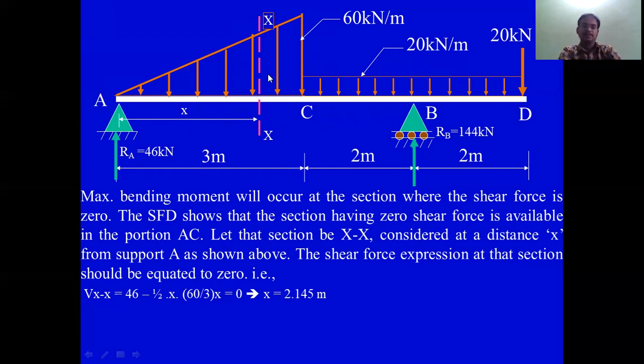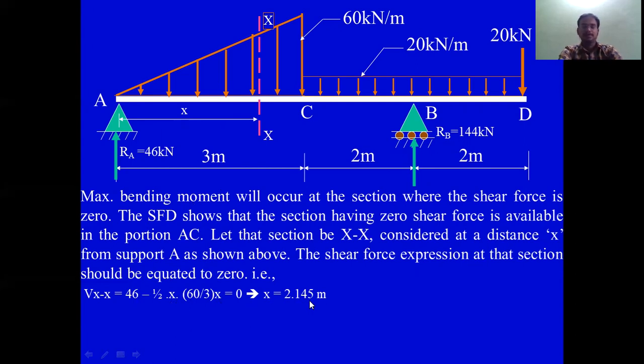So this is to get the area of this triangle. We don't know this value, so by using similar triangles we are finding it. The similar triangle concept gives 60 by 3 into x, half into base into height. Next, 46 minus half into x into 60 by 3 into x is equal to 0. By using that, you will find the x value as 2.145 meter.